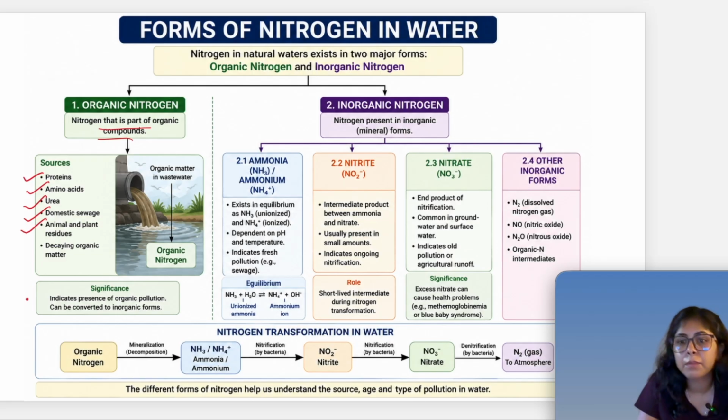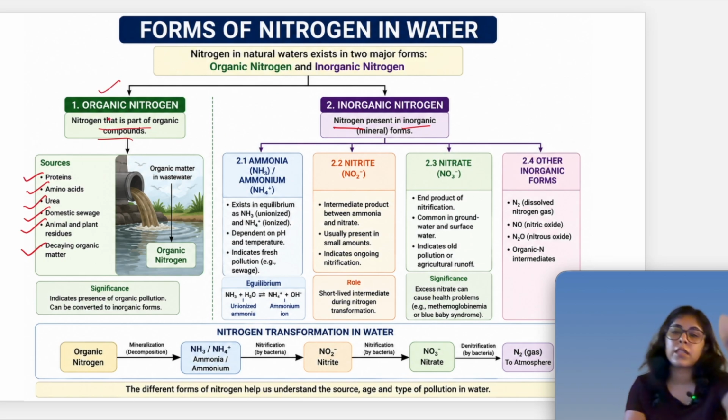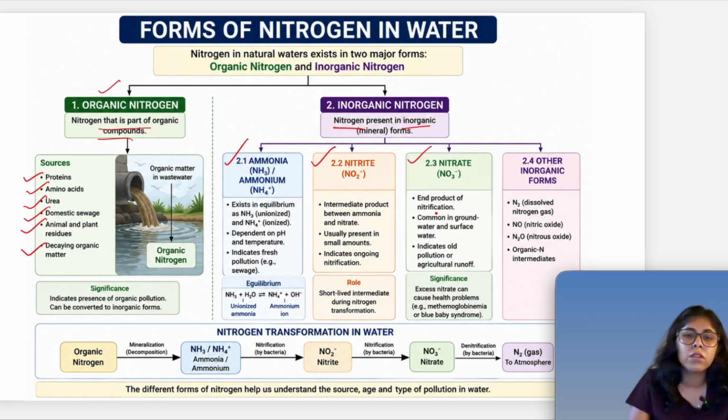We have animal and plant residue. We have decaying organic matter, and then we come to inorganic nitrogen, the nitrogen which is present in inorganic form. So we get organic nitrogen, and that nitrogen gets converted into the inorganic form. The inorganic forms are ammonia or ammonium, and then we have nitrite, and then we have nitrate, and then other inorganic forms, simple nitrogen or something like that. So we have these compounds there, right?